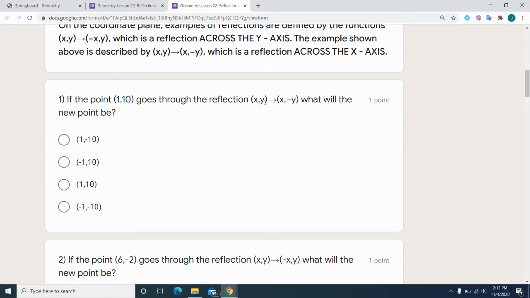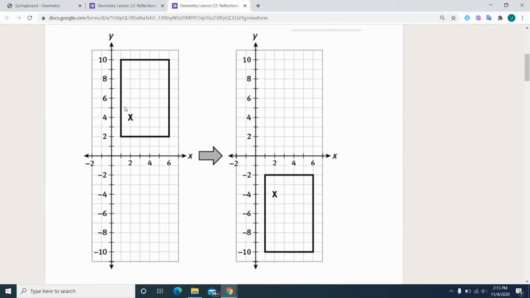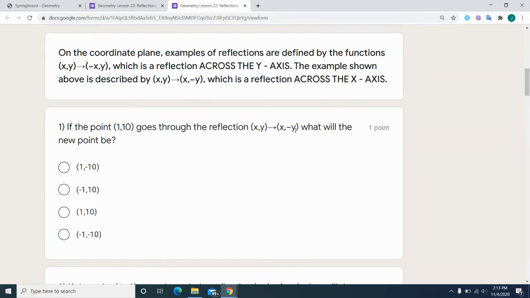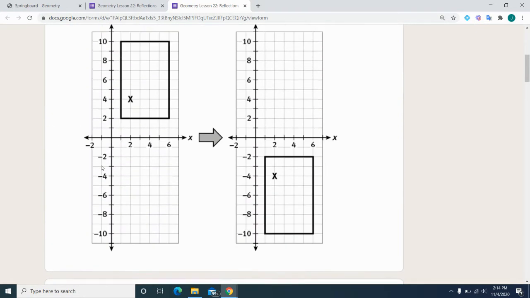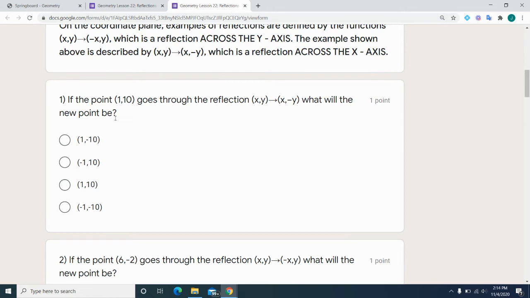But I want you to think about what this would look like. If you do the reflection x, y to x, negative y, you're at the point 1, 10, and we make the y negative, so 1, -10. So go from 1, 10, and then we go to 1, -10 down here. Look at the point in the upper left, it goes from 1, 10 to 1, -10. We're reflecting over this line right here. What is this line? This is the x-axis. So you see how that works. When y becomes negative, you reflect across the x-axis. We see it right here.